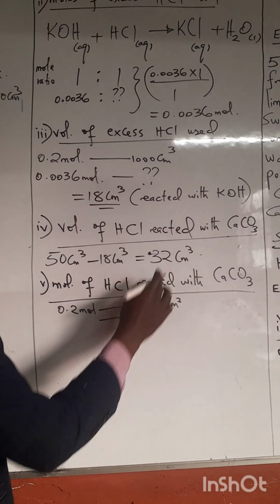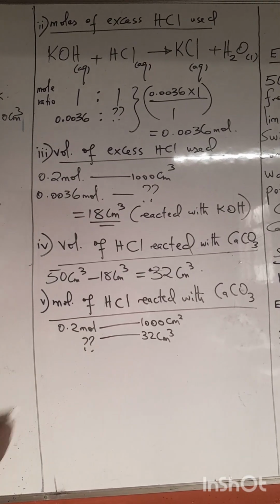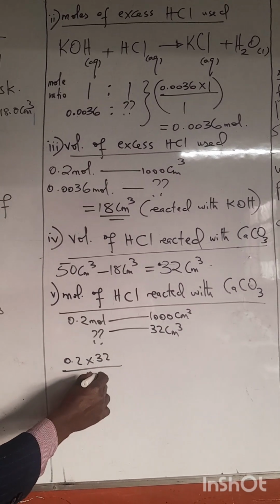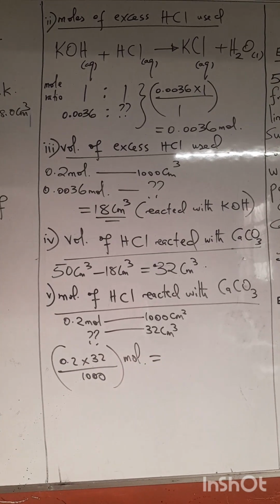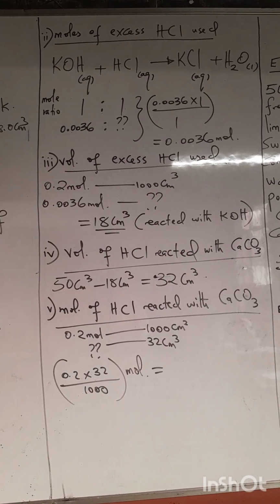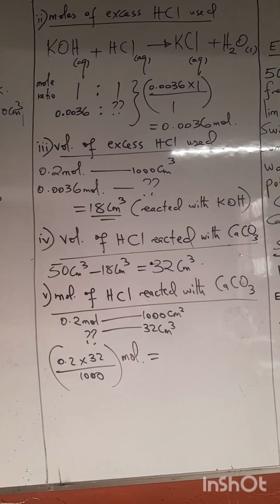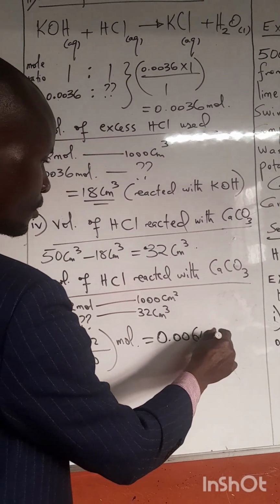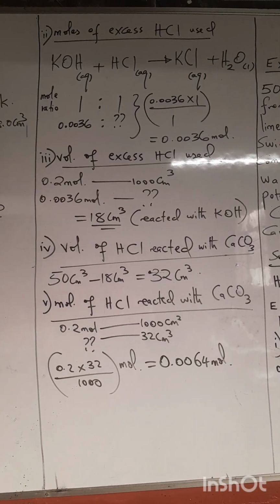So, 32 cubic centimeters represent what? Simple cross multiplication. 0.2 times 32 over 1000. How many moles are those? Let's work out. 0.2 times 32 divided by 1000. What do you get? 0.0064. These are the moles of HCl that now reacted with calcium carbonate.